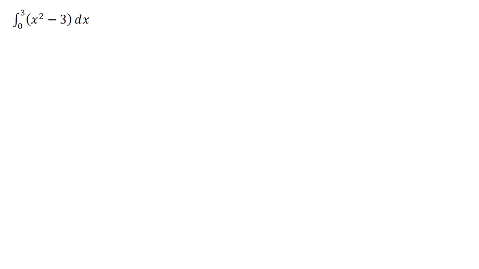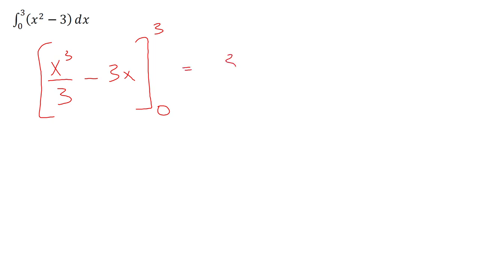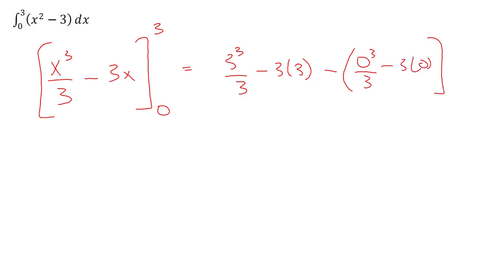All right, for our next one here, this is our first definite integral. So we're going to just integrate the function, and then we'll evaluate it at 3 and evaluate it at 0 and find the difference. So this will just be x cubed over 3 minus 3x using the power rule, and we'll evaluate from 0 to 3. So that ends up being 3 cubed over 3 minus 3 times 3 minus 0 cubed over 3 minus 3 times 0.